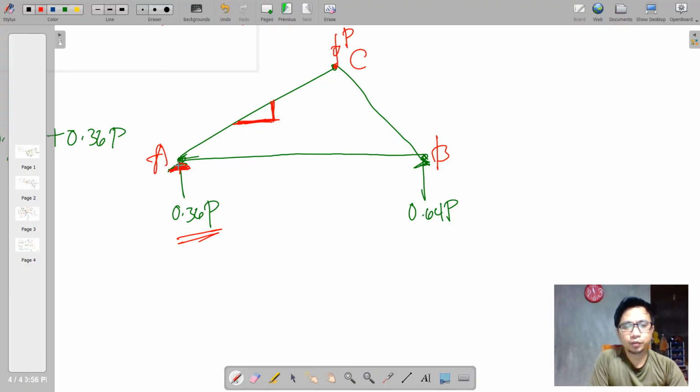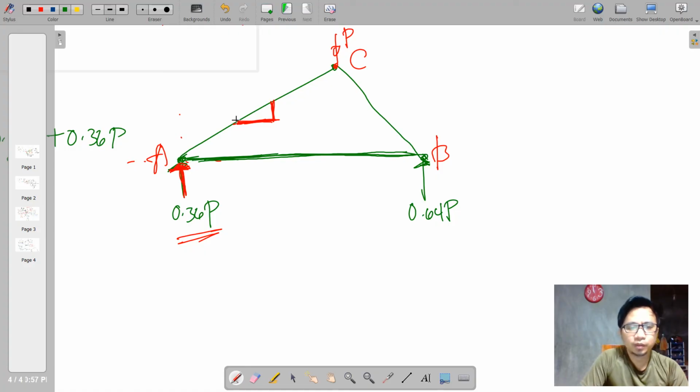Of course, this is going upwards. So if we take this joint, of course, we need a balancing force that is also going downwards to counter the 0.36. And as we can see, this member AB has nothing to do with the vertical. Remember that? Has nothing to do with the vertical. So therefore, AC will be the only member to counter the upward 0.36 P here.